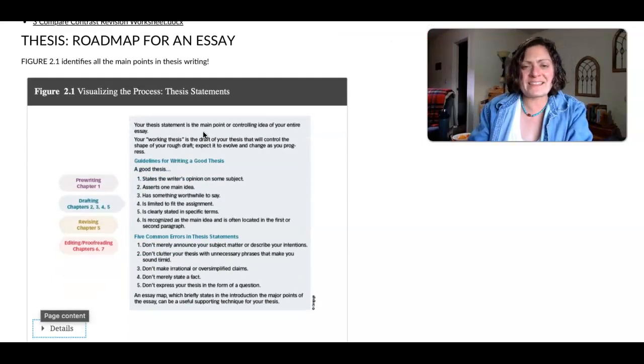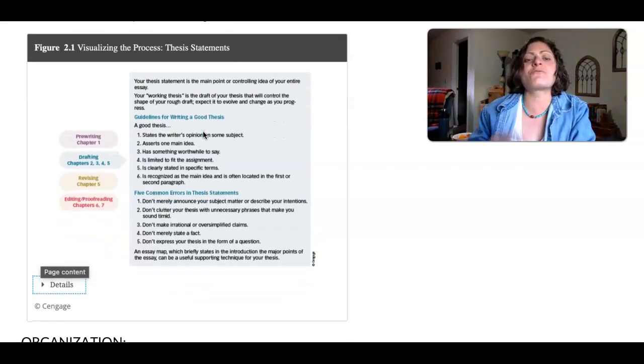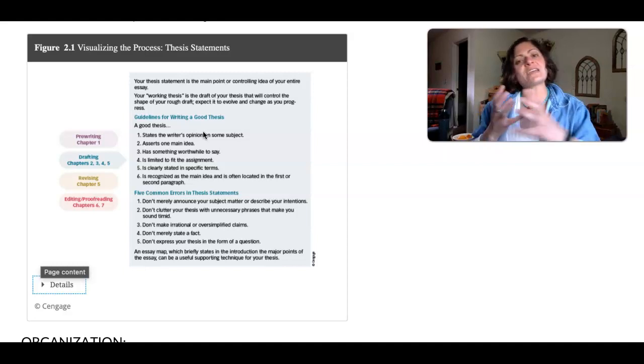Now, the thesis is the roadmap for an essay. It's where an argument starts. In your book, Figure 2.1 talks about visualizing the process, the way a thesis works. So, first of all, a good thesis is going to not only state your opinion, but create an argument, and create it in a single cohesive way.